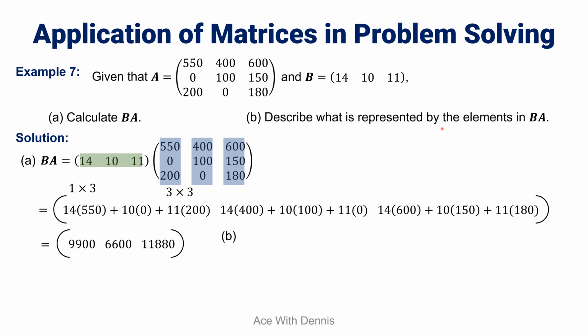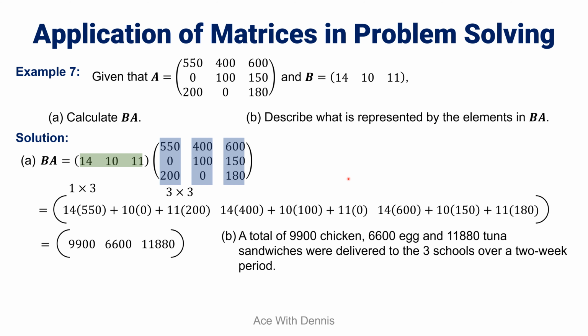So for B, what do the elements of this matrix represent? It represents a total of 9,900 chicken, 6,600 egg, and 11,880 tuna sandwiches delivered to the 3 schools over a 2-week period.